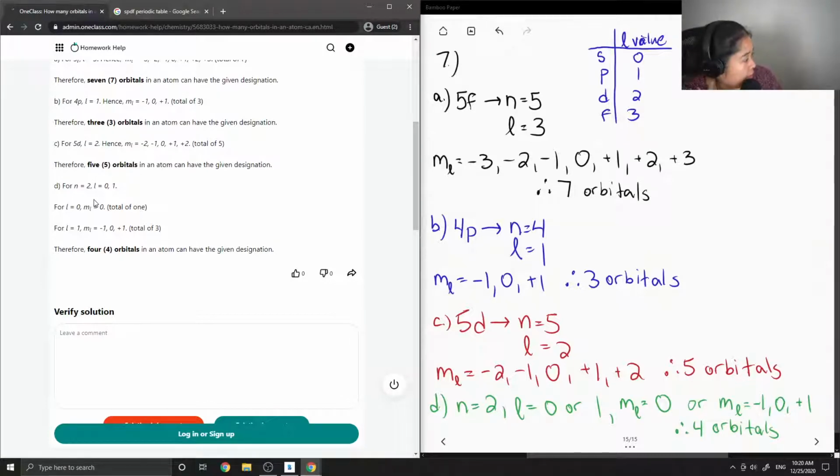So for L equals 0, ML is equal to 0, so total of 1. For L equals 1, ML is equal to -1, 0, or +1, total of 3. Therefore, 4 orbitals in an atom can have the given designation. Yep, so the solution is correct. And then I'll just put in brackets for the F subshell, L is equal to 3.